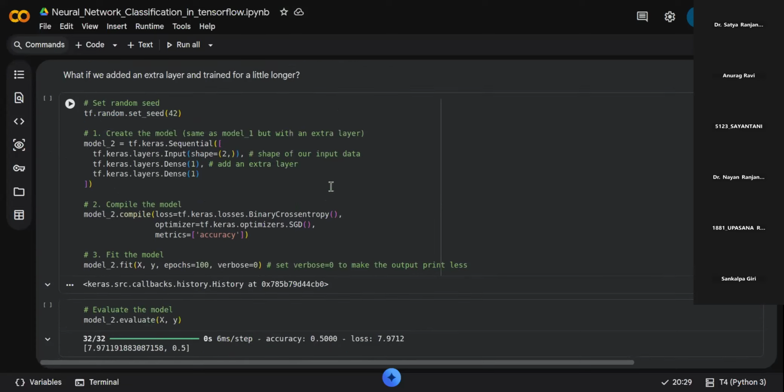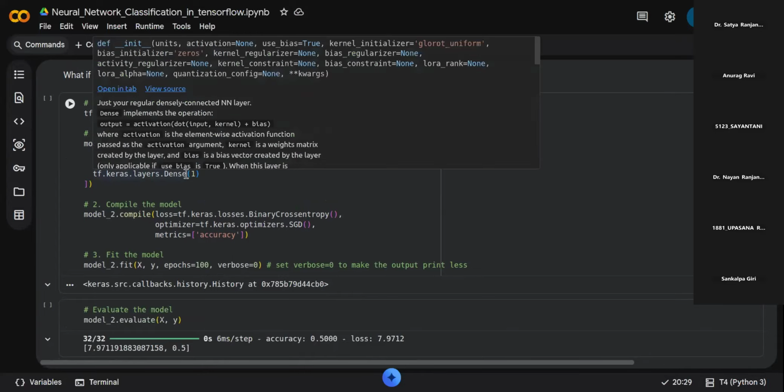Let's modify it. One modification is you can increase the layers. Another modification is you can use a different activation function. So here I have used another layer, tf.keras.layers.Dense. Two dense layers I have used.